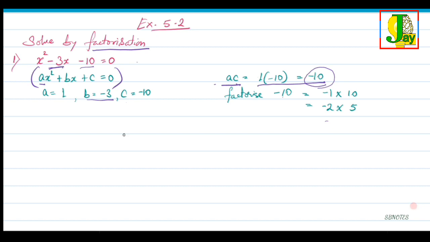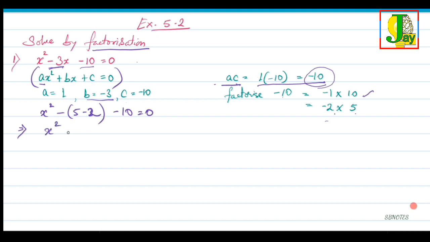How do we get 3? If we take those factors, we get 3. If I take 5 minus 2, we get 3. So now we can write this as x square minus 5x plus 2x minus 10 equals 0. So this is how we do it, and this applies to all the other questions.